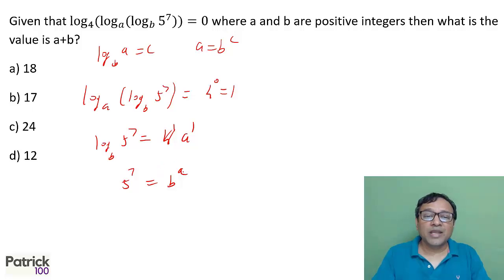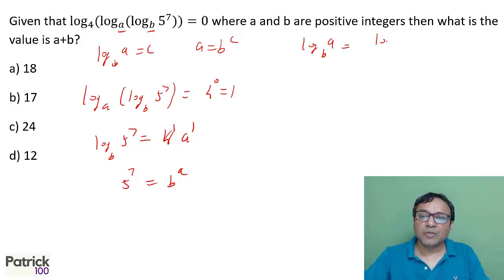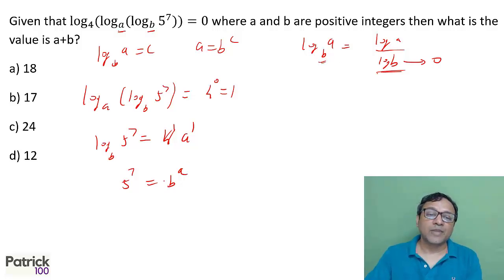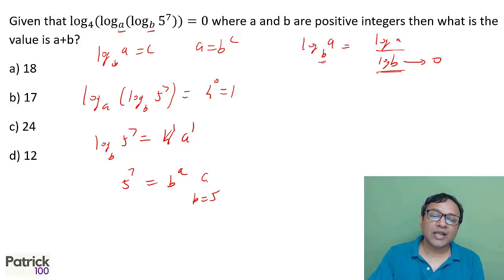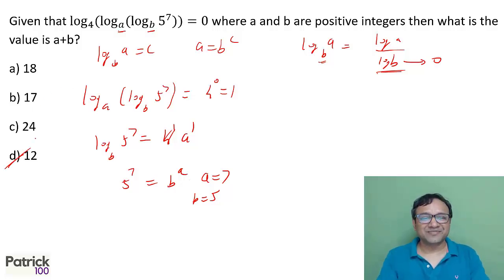Now, b and a cannot be 1. Why can it not be 1? Because if it's 1, the base becomes 1, and log with base 1 is not possible. If I say log of a to the base b, just as an example, it becomes log of a upon log of b. If b is 1, the denominator becomes 0, but the denominator cannot be 0. So the base cannot be 1. So 5 raised to 7 has to be b equal to 5 and a equal to 7, which means a plus b will become 12. That will be the answer.